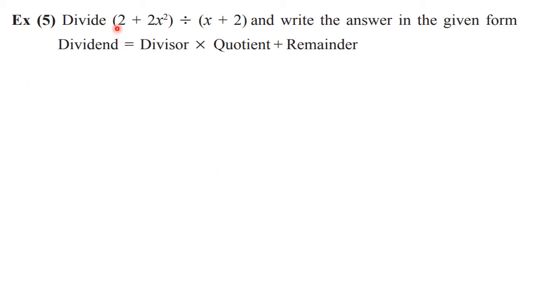Divide 2 plus 2x square by x plus 2 and write the answer in the given form. The form is given as dividend is equal to divisor into quotient plus remainder. So this is the long division method. First of all, what we have to do in the long division method is write down the dividend. See, this is the dividend, and that dividend we have to write down in index form, not in standard form.